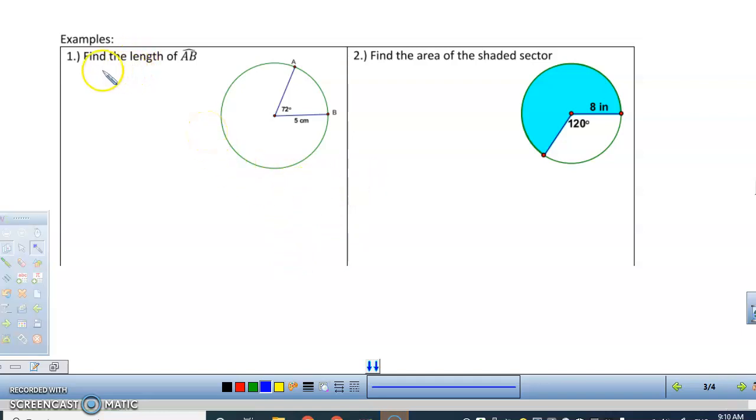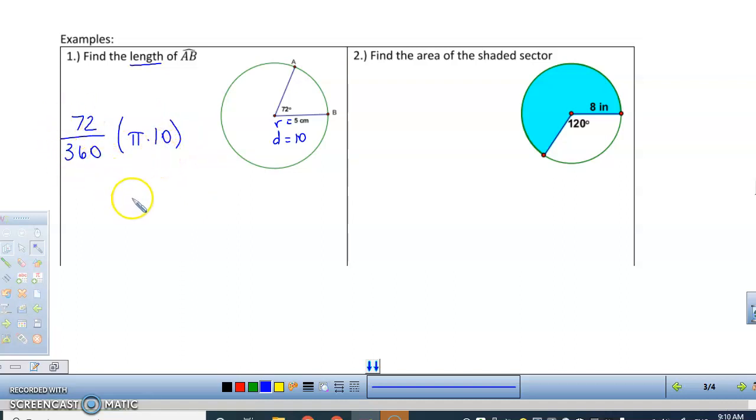Okay, welcome back. So we're doing the length of arc AB. We have a central angle of 72. Looking at our formula, we know right away we're going to do 72 out of 360 as the fraction, and we're going to do that for the circumference. So it's a fraction of the circumference. We have a radius of 5, which is a diameter of 10. So I have 72 over 360 times pi times diameter.